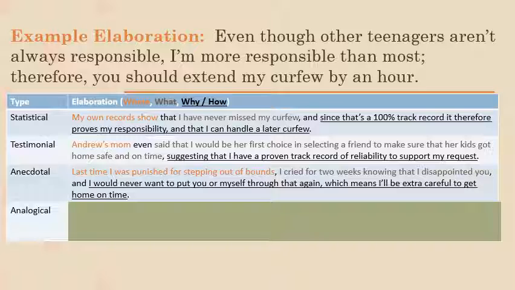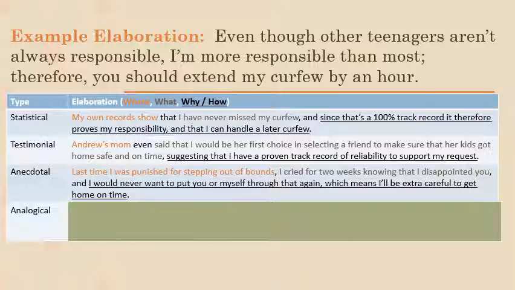So this is an anecdote about the last time that this person making this argument did something bad. So where's that information coming from? It's coming from a personal story, right? What's important about it? The important thing in this case is that they cried for 2 weeks. We're starting to feel that emotion there. Oh my gosh, I feel so bad for you. Why or how is that proving my argument? Well, because we don't want to feel that emotion anymore, and so I'm going to make sure that we don't go through that again. Therefore, you can extend my curfew.